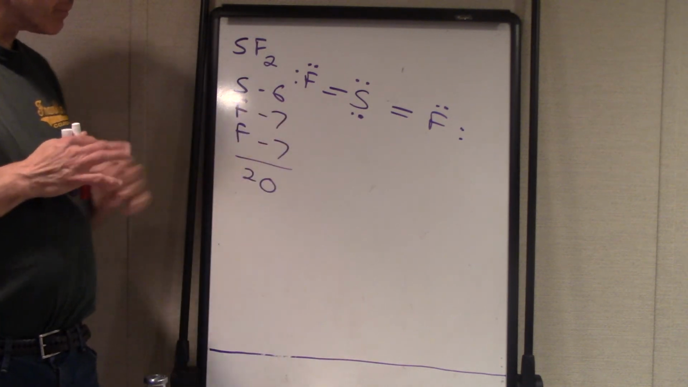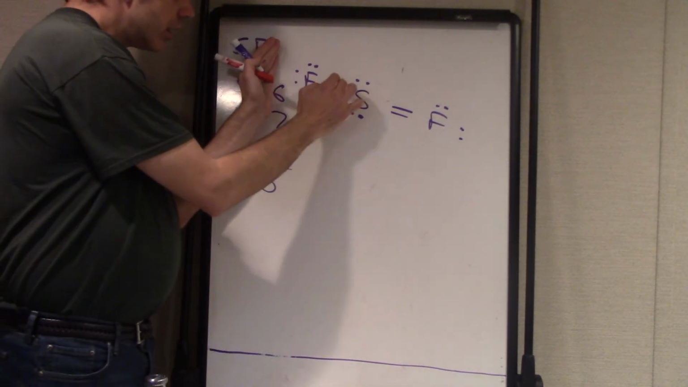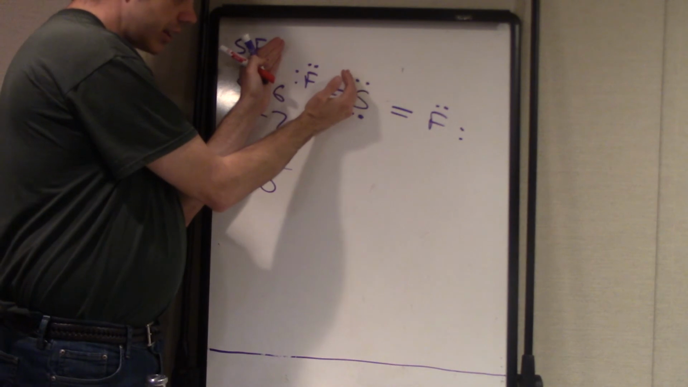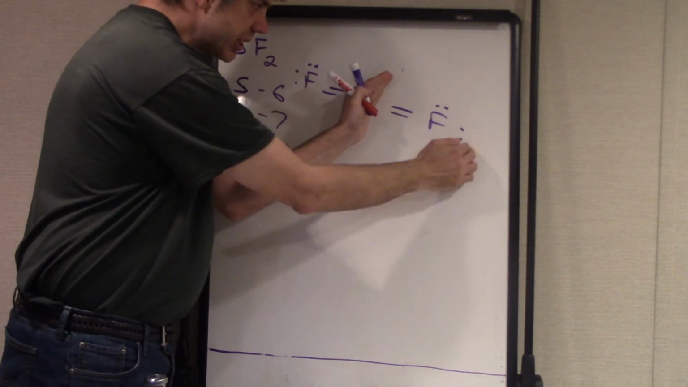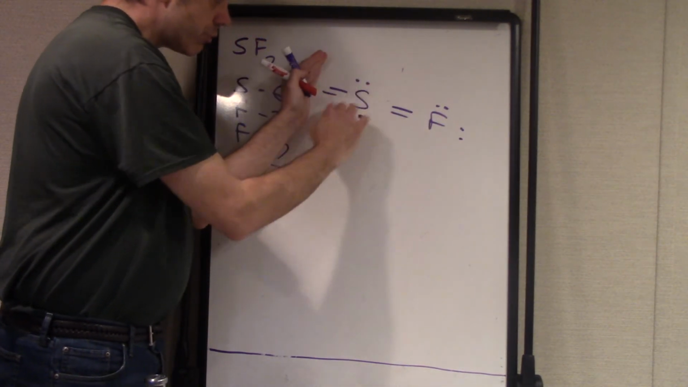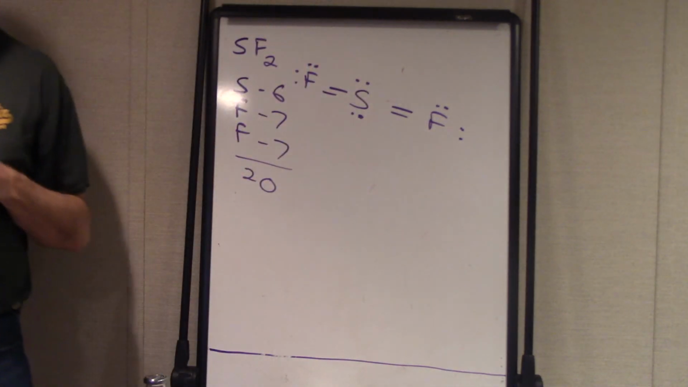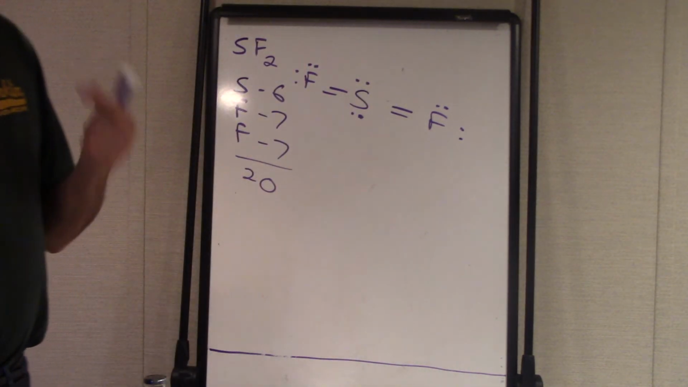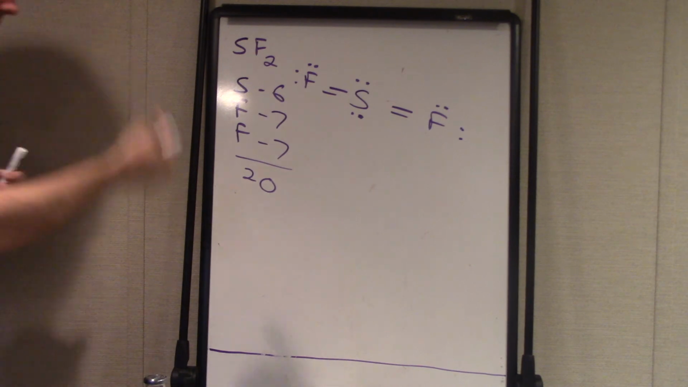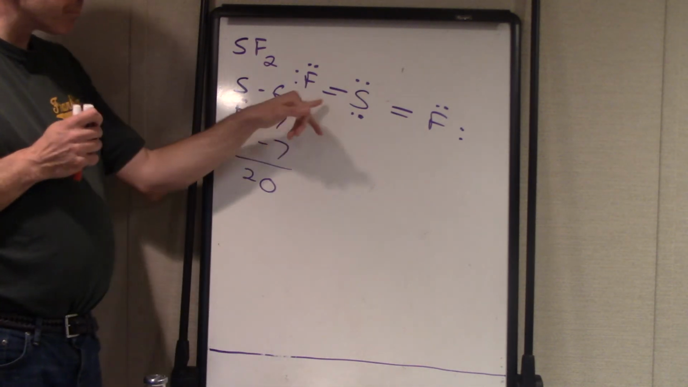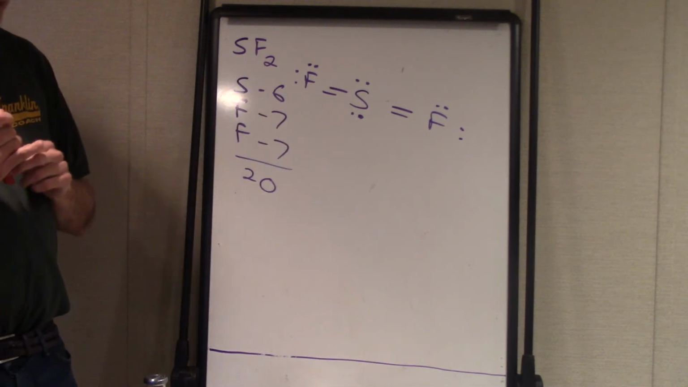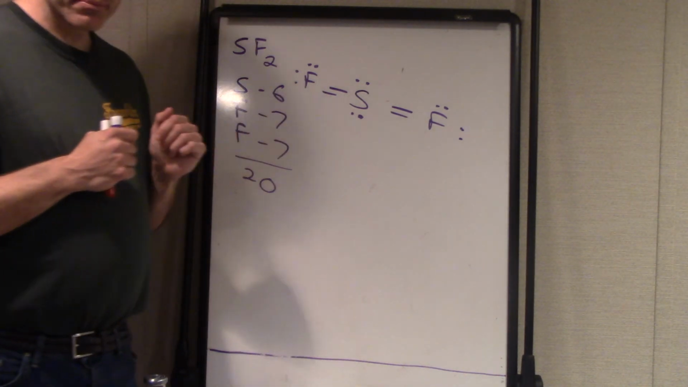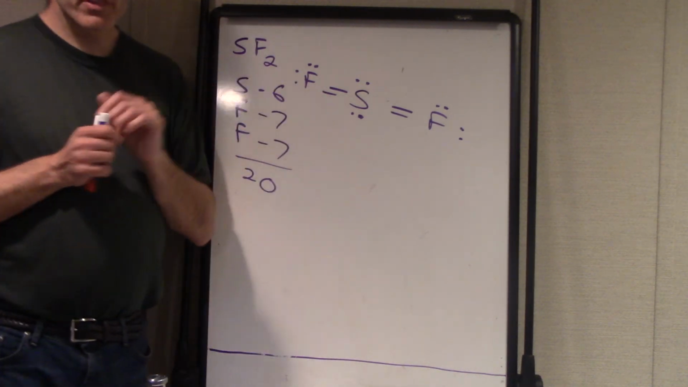So let's check out the octets. 2, 4, 6, 8. Yes. 2, 4, 6, 8. Yes. Sulfur: 2, 4, 6, 8, 10, 12. So here, you'd go through that set of criteria and say, I have an expanded octet, is it okay? Well, sulfur's in the third period, so that's okay. Central atom, that's okay. Here's where this fails.